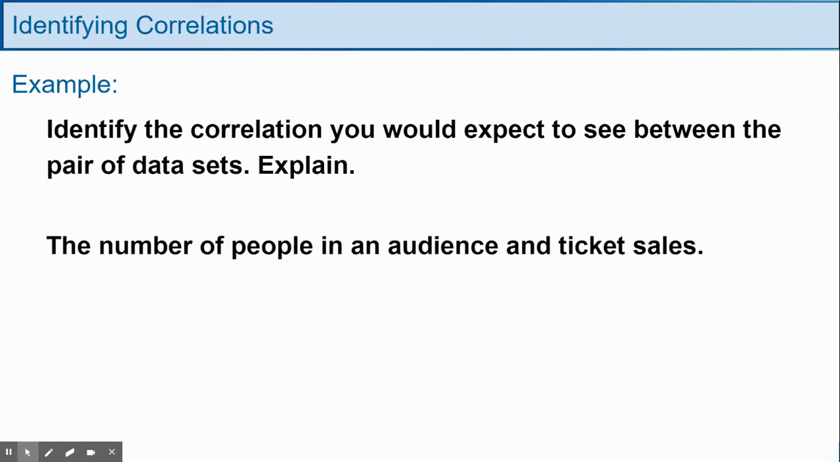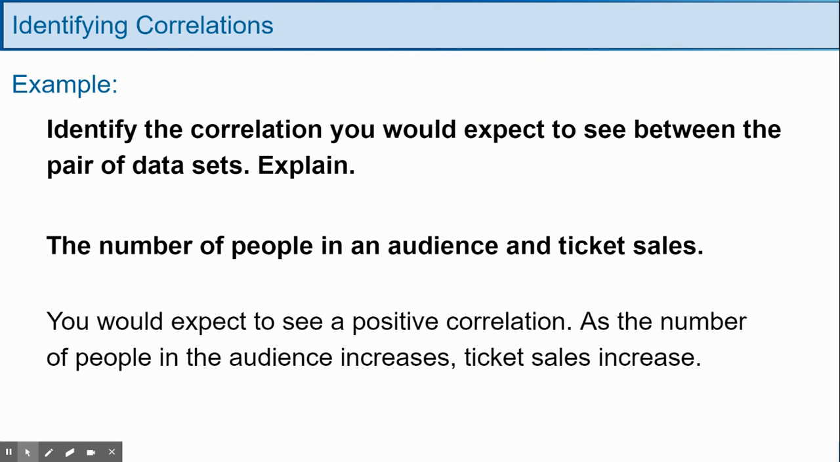Our next example, the number of people in an audience and the ticket sales. So hopefully you would actually expect to see a positive correlation here because as the number of people in the audience increases, so the more people that are in the audience, that means that they sold more tickets.